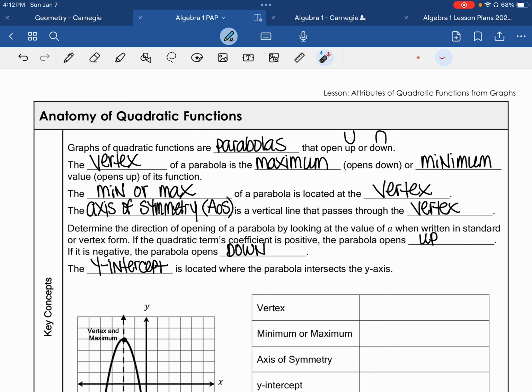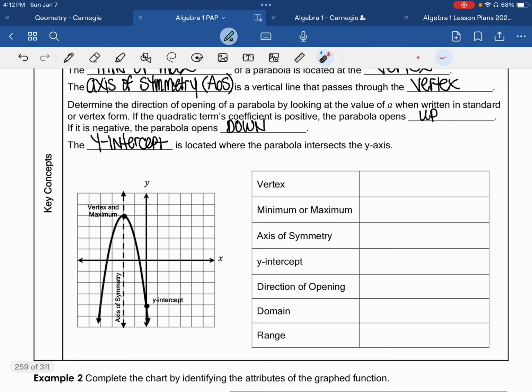The y-intercept is located where the parabola intersects the y-axis. Let's go ahead and take a look at this parabola right here, and let's identify its vertex, if it has a min or max, its axis of symmetry, its y-intercept, its direction of opening, and its domain and range. I can see that the vertex is this point right here. And so I'm just going to go ahead and use my x comma y to say that that is at -2, 4. And that's it.